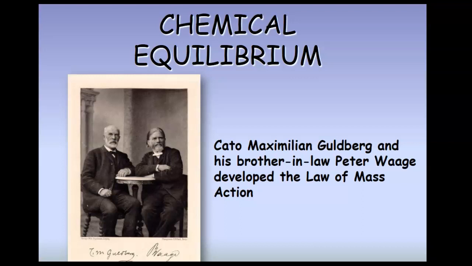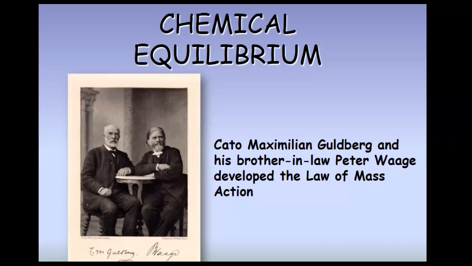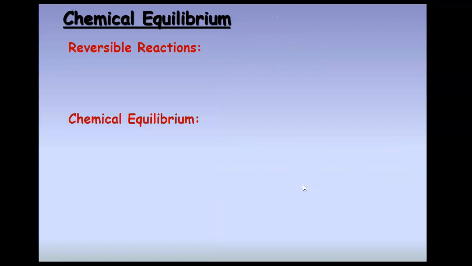All right, chemical equilibrium was discovered by two gentlemen, Cato Maximilian Guldberg and his brother-in-law Peter Waage. They both developed what we call the law of mass action, which is going to be the basis for today's lesson. But before we move on, let's check out some of the facts we need to know. This is a recap of what we did in Le Chatelier's principle.